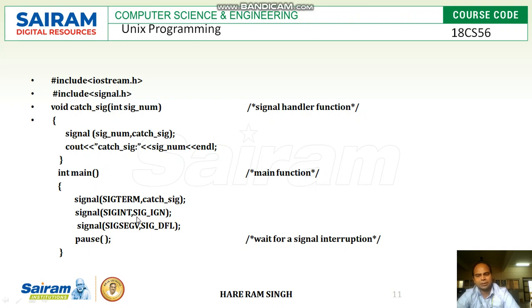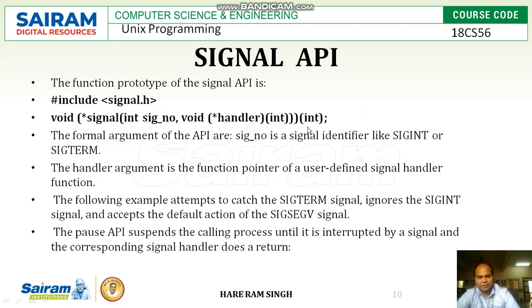The next call is for SIGINT, and we are passing the second argument SIG_IGN, ignore. So the signal name is SIGINT. The signal number is signal interrupt, and the call goes to the function catch_signal with integer signum. Here the signal is signal interrupt, so it will be caught, and with SIG_IGN it will be ignored. This signal SIGINT will be ignored using the SIG_IGN parameter.